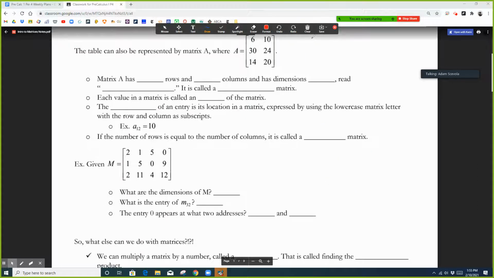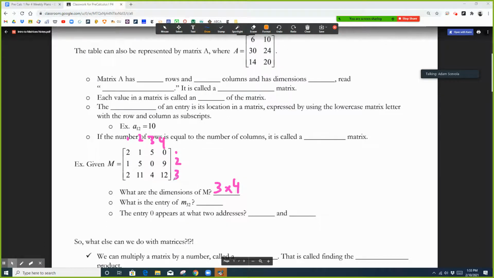So in this example, what are the dimensions of M? So you would first look at the rows, so go left to right. 1, 2, 3 rows, so it's going to be a 3 by something. And then 1, 2, 3, 4 columns. So it's a 3 by 4.